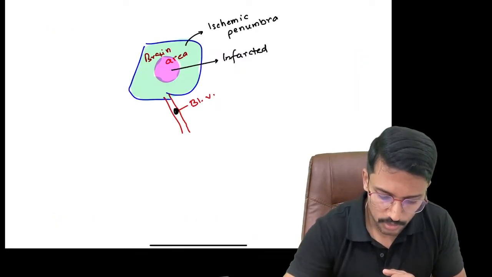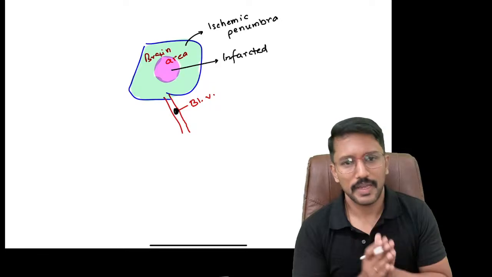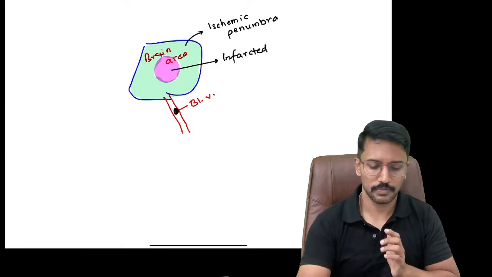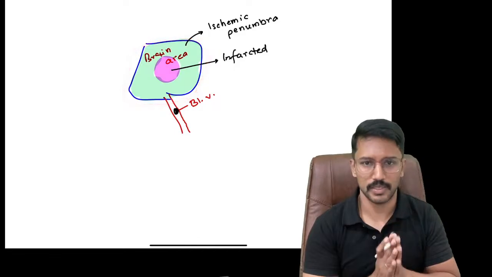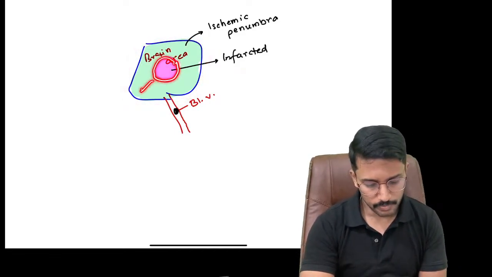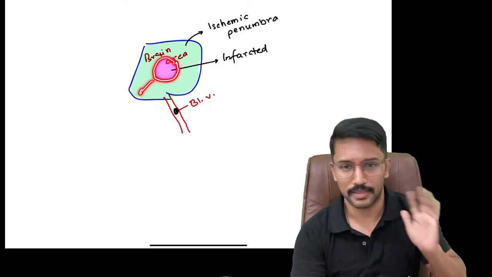Right? So I had already drawn this image. When we have a patient with stroke, basically two things are happening. A blood vessel is blocked. Because of that, some area of the brain is not getting blood supply. And because of that, some part of the brain is already dead. Some part of the brain is on the way to death.